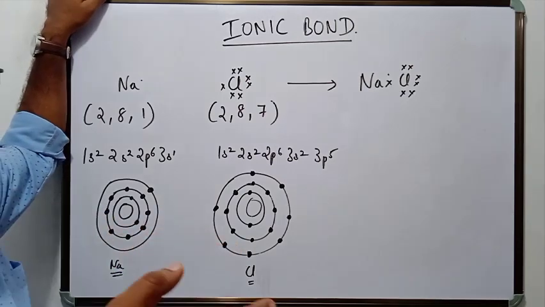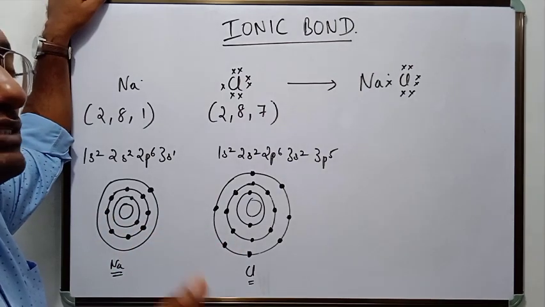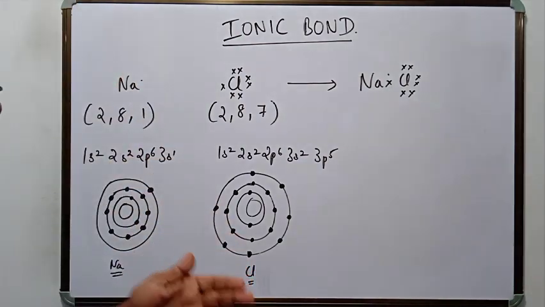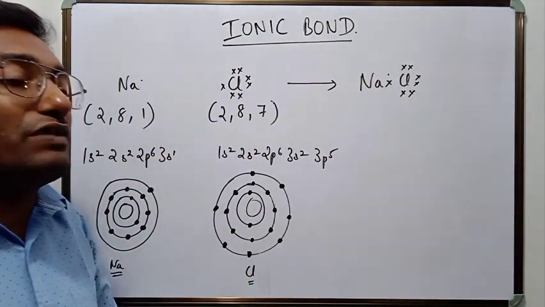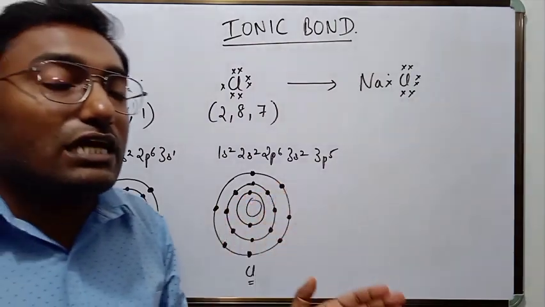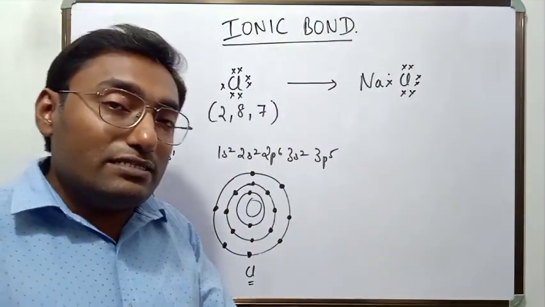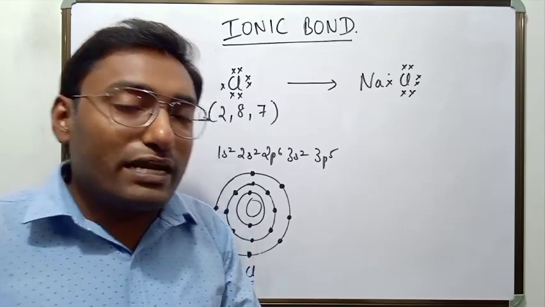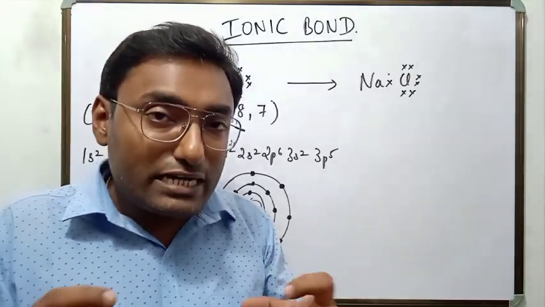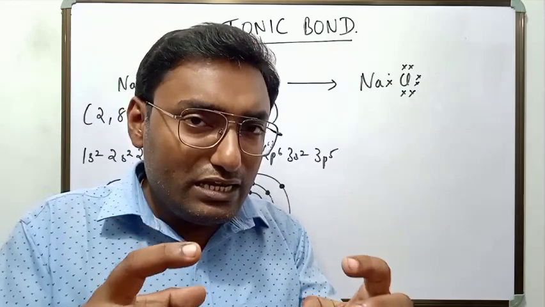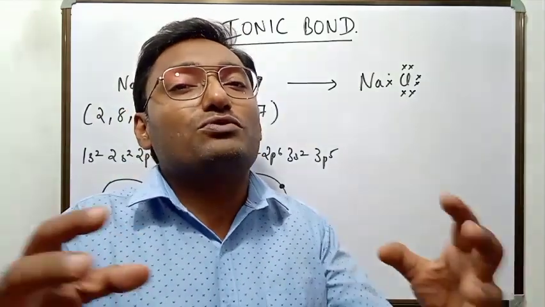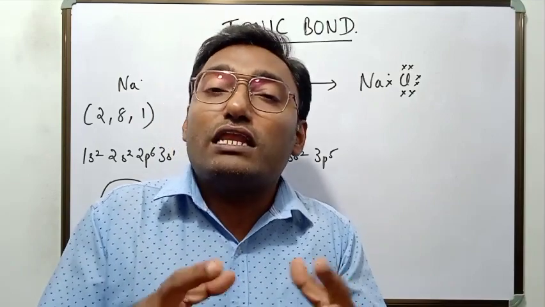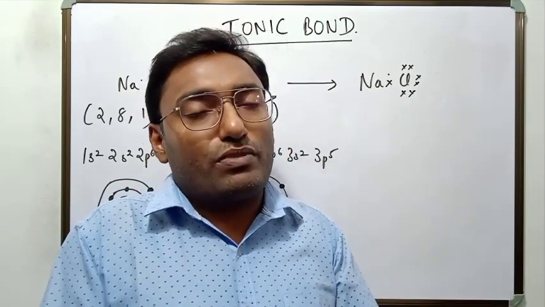The positive cation that is formed by donation of electron and the anion that is formed by the acceptance of electron, these oppositely charged ions attract each other, because opposite charges attract each other. That attraction is called the electrostatic force of attraction. This is nothing but the ionic bond or the electrovalent bond.